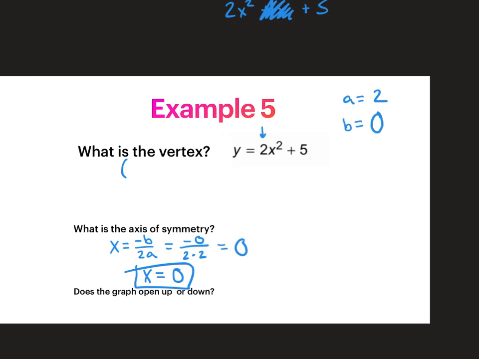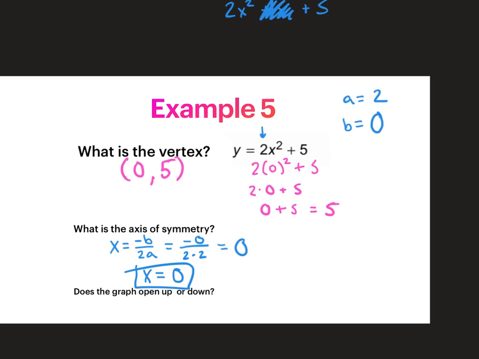All right, let's find our vertex. What's the first number in our vertex? 0. It's whatever our axis of symmetry is, which here it's 0. How do we find the second number? Plug it in. So we have 2 times 0 squared plus 5. What is 0 squared? 0. And what's 2 times 0? 0. And what's 0 plus 5? 5. So what's our second number in our vertex? 5. Perfect.